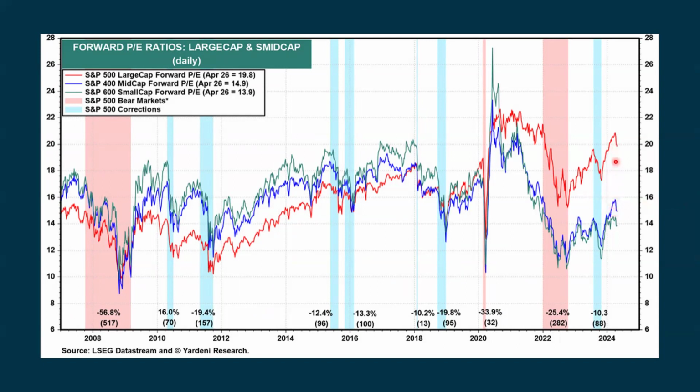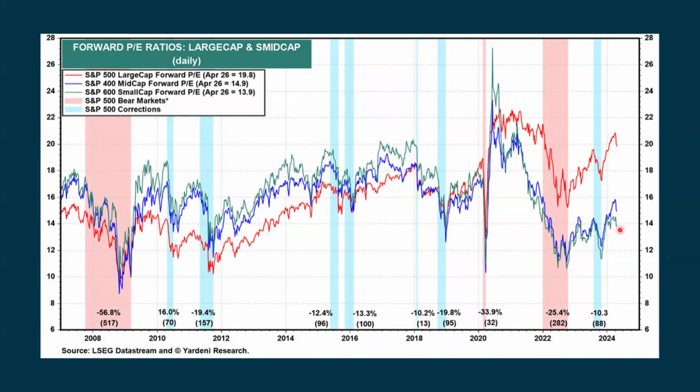Well, as of Friday's close, the forward-looking PE ratio is a little bit under 20, as stocks have been coming down and been under pressure lately. We're coming in at 19.8, so we're just under that expensive level. For the mid caps, we're at 14.9, so we're just a little bit under 15, and we're even a little bit lower with the small caps coming in at 13.9.